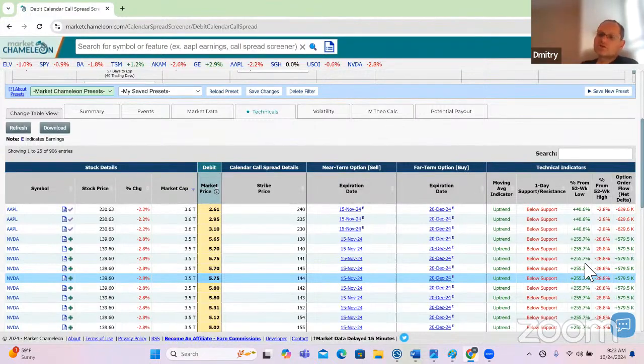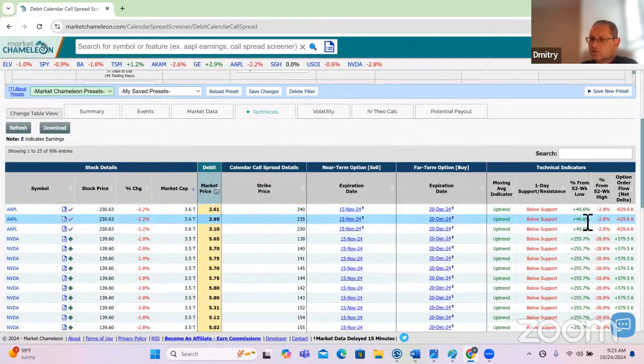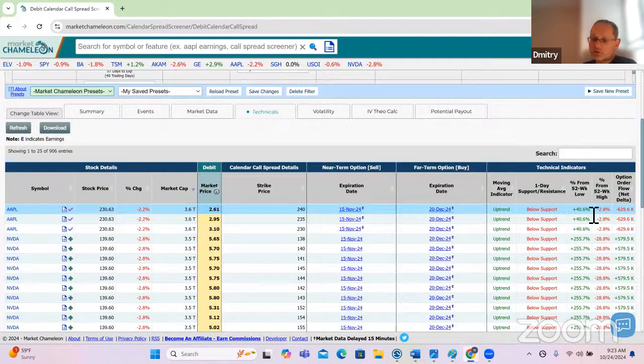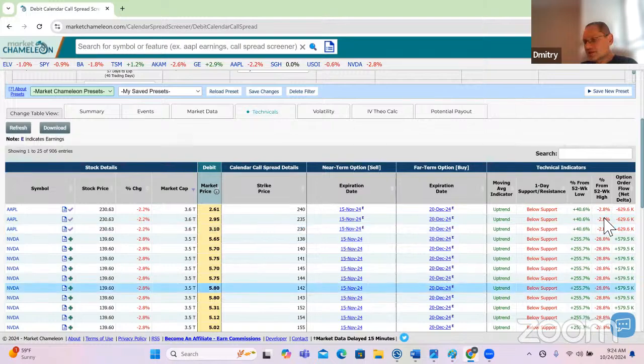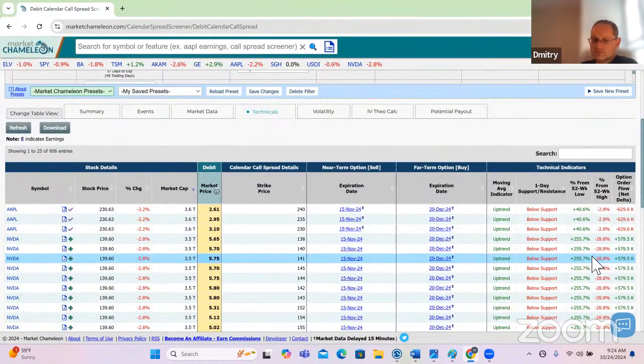Then we have a couple more indicators: how far it is from its 52-week low price and how far it is from its 52-week high price. The idea is that we're looking at where the stock is priced currently versus its 1-year range. Is it close to its 52-week high? Is it close to its 52-week low? Is it somewhere in between? It gives us a sense of where the stock is from that perspective.